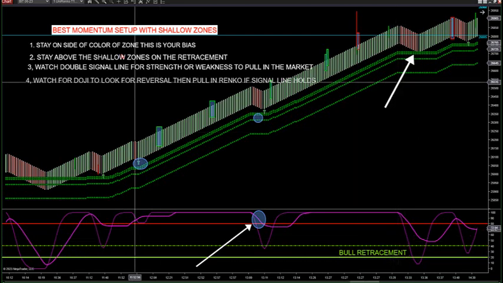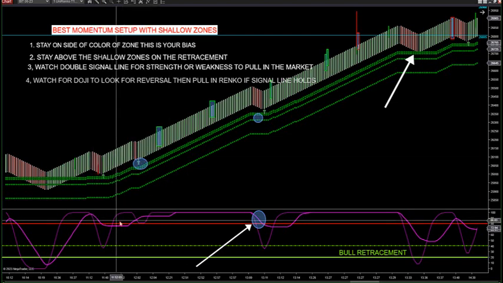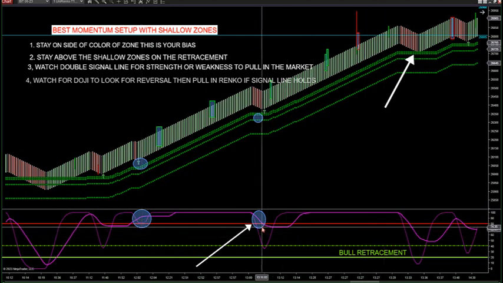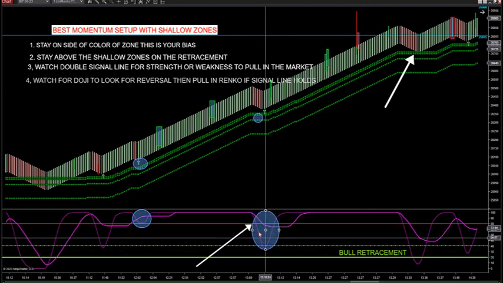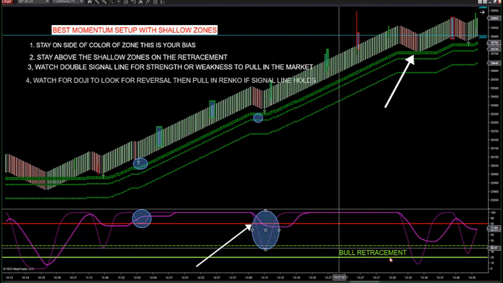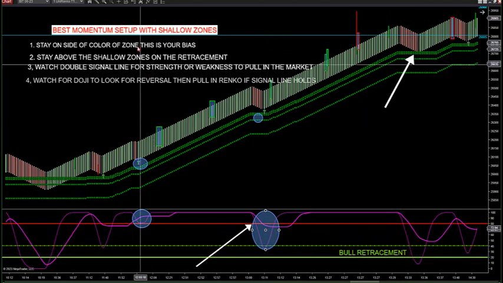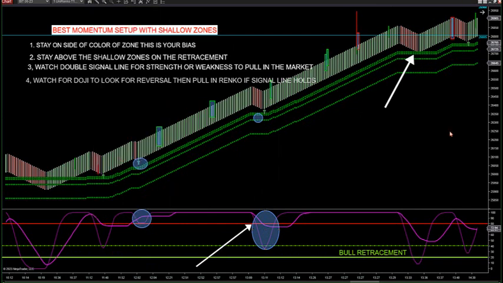If you want to cherry pick these trades, if you just want to wait to stay on the side of shallow and look for these, these will be your most accurate trades during the week. It's a deeper retracement on the shorter signal line, but these are more dangerous trades. These are the trades I like to avoid.